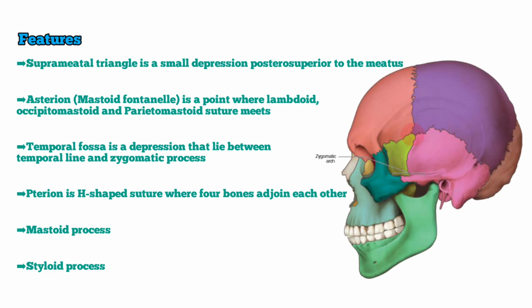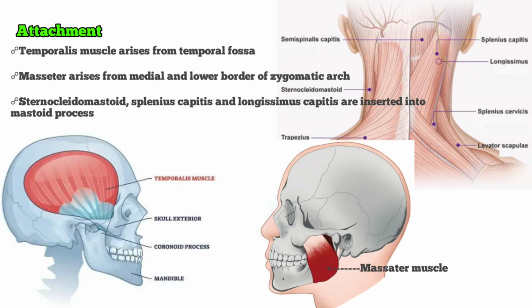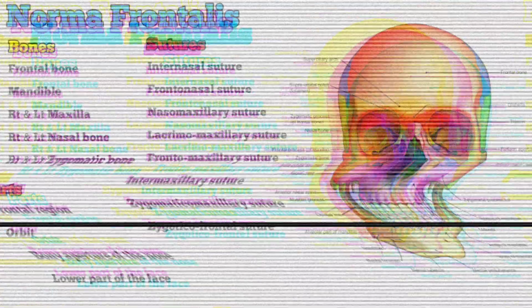Pterion is an H-shaped suture where four bones adjoin each other. Also seen are the mastoid process and styloid process. Attachments: the temporalis muscle arises from the temporal fossa. Masseter arises from the medial and lower border of the zygomatic arch. Sternocleidomastoid, splenius capitis, and longissimus capitis are inserted into the mastoid process.